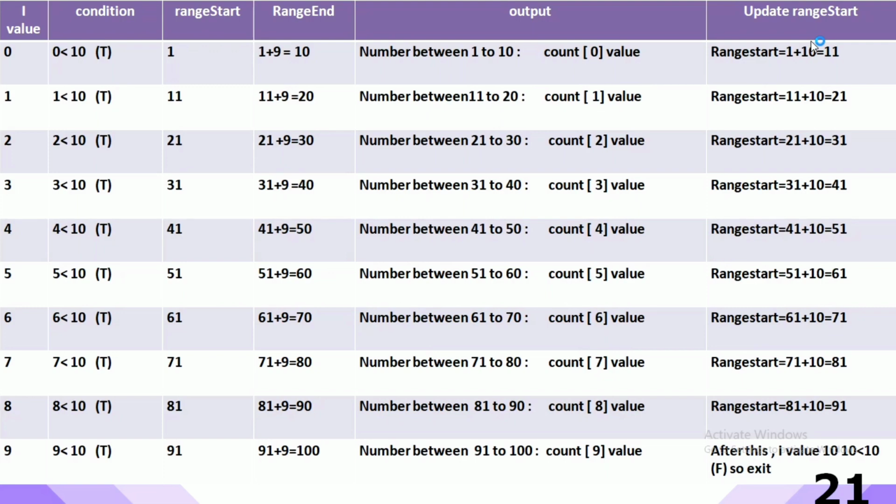Iteration 3, i equals 2. Range start is now 21, the updated value from the previous iteration. The condition 2 is less than 10 is true, so we enter the loop. Range end is calculated as range start plus 9, which is 30. The message "numbers between 21 to 30" and the value in count[2] is printed. Then range start is updated to 31.